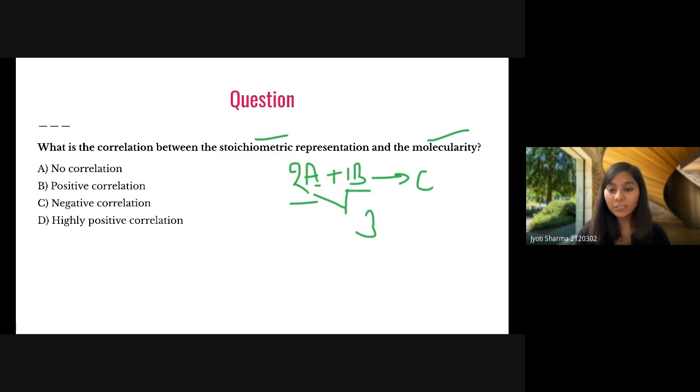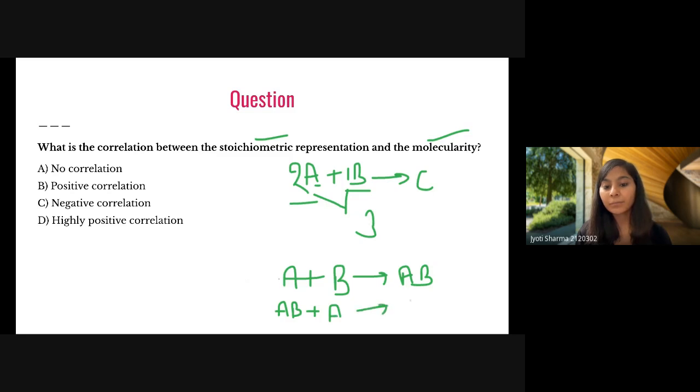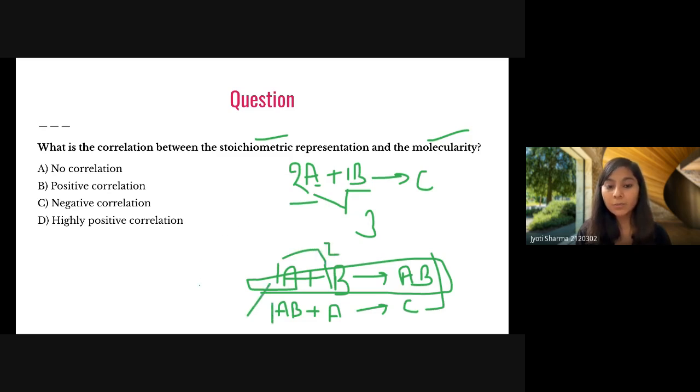But if we see the molecularity, it may be that in the elementary step 1 A is reacting with 1 B, and this is giving you, let's say, AB, and then AB is reacting with A, and this is giving you C. So the reaction was completed in 2 steps, and this is the first elementary step. In that first elementary step this is 1, this is 1, so molecularity will be 2.